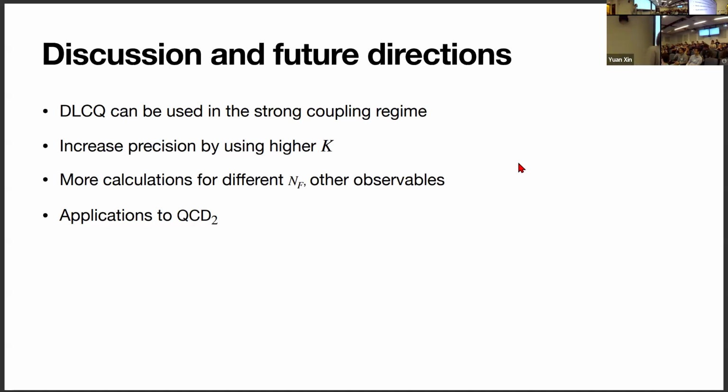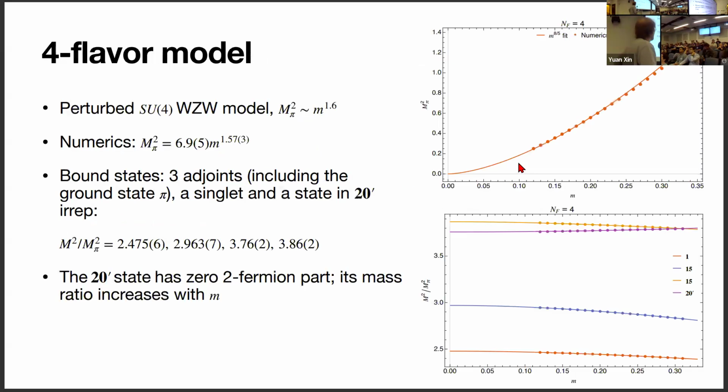Can you say a little about the fermion content of this 20 prime state? Oh yeah, the 20 prime, it has 0 two-fermion part, so it starts with like 2 mesons, four fermions. Yeah, it is mostly four fermions, but then there is a small six fermion part as well. So yeah, it's like purely a tetraquark.